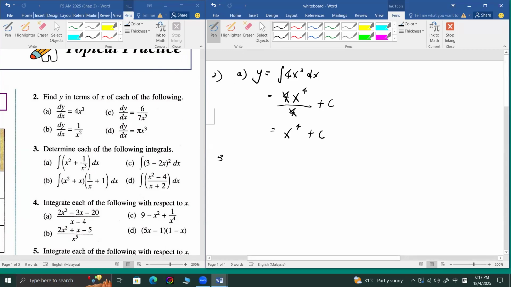So 3A, the same thing. We have two terms here. So I shift this one up. I shift x power 3 up, okay? Easier for you to integrate. You make it like this. Shift it up first, later you bring it back down.